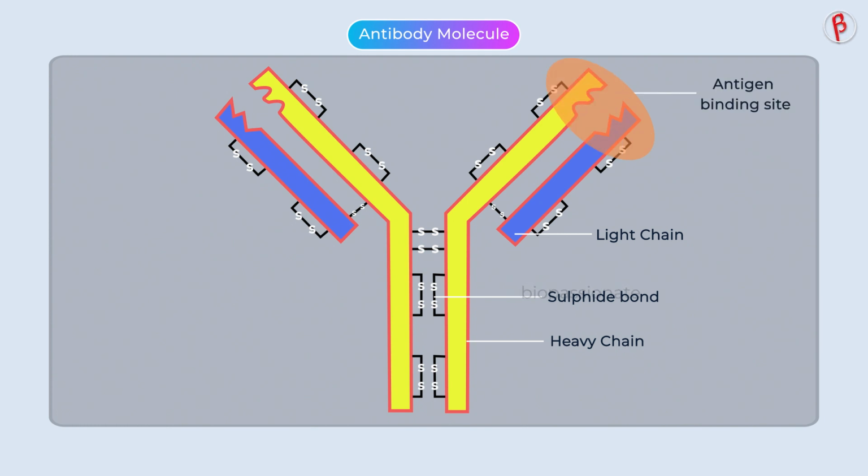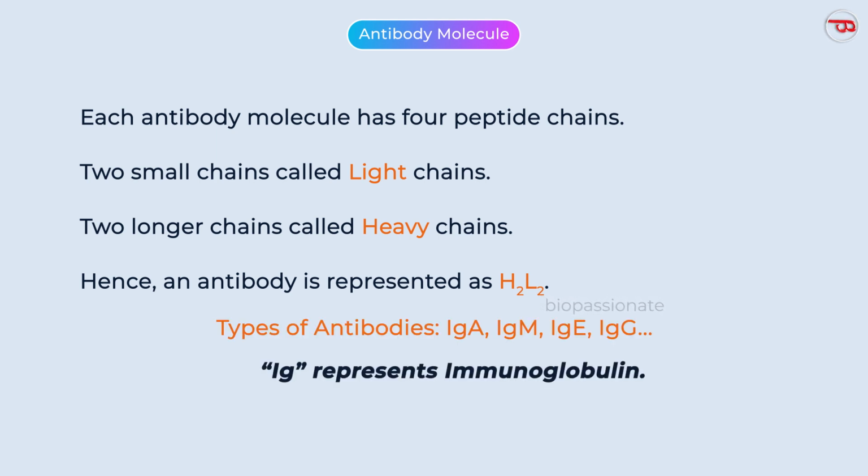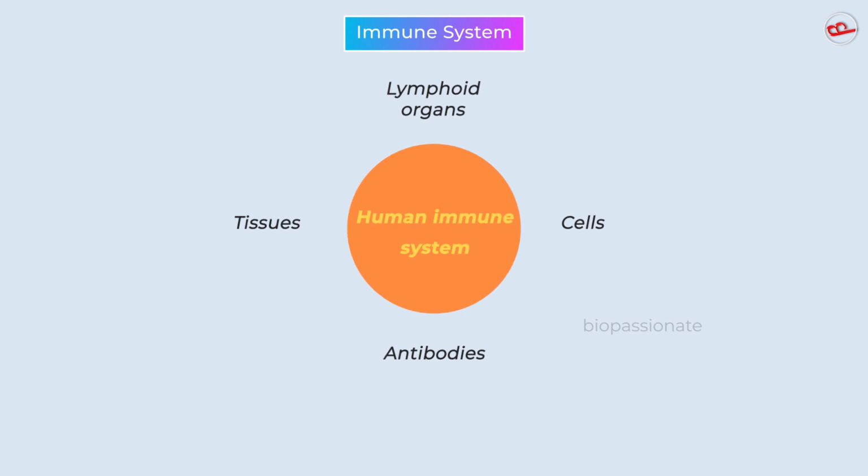If you wish to take an overview of the antibody molecule, each antibody molecule has four peptide chains: two small chains called light chains and two longer chains called heavy chains. Hence, an antibody is represented as H2L2. Types of antibodies are IgA, IgM, IgE, and IgG. Here Ig represents immunoglobulins.